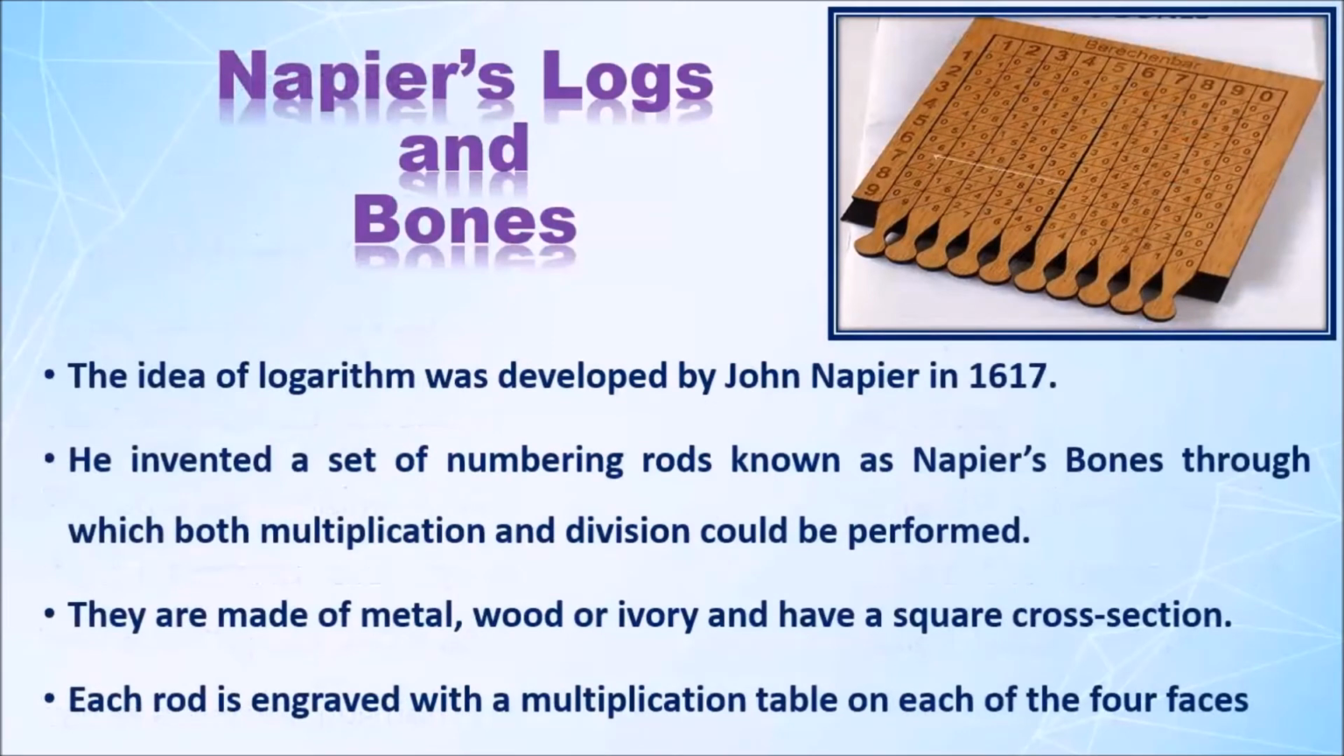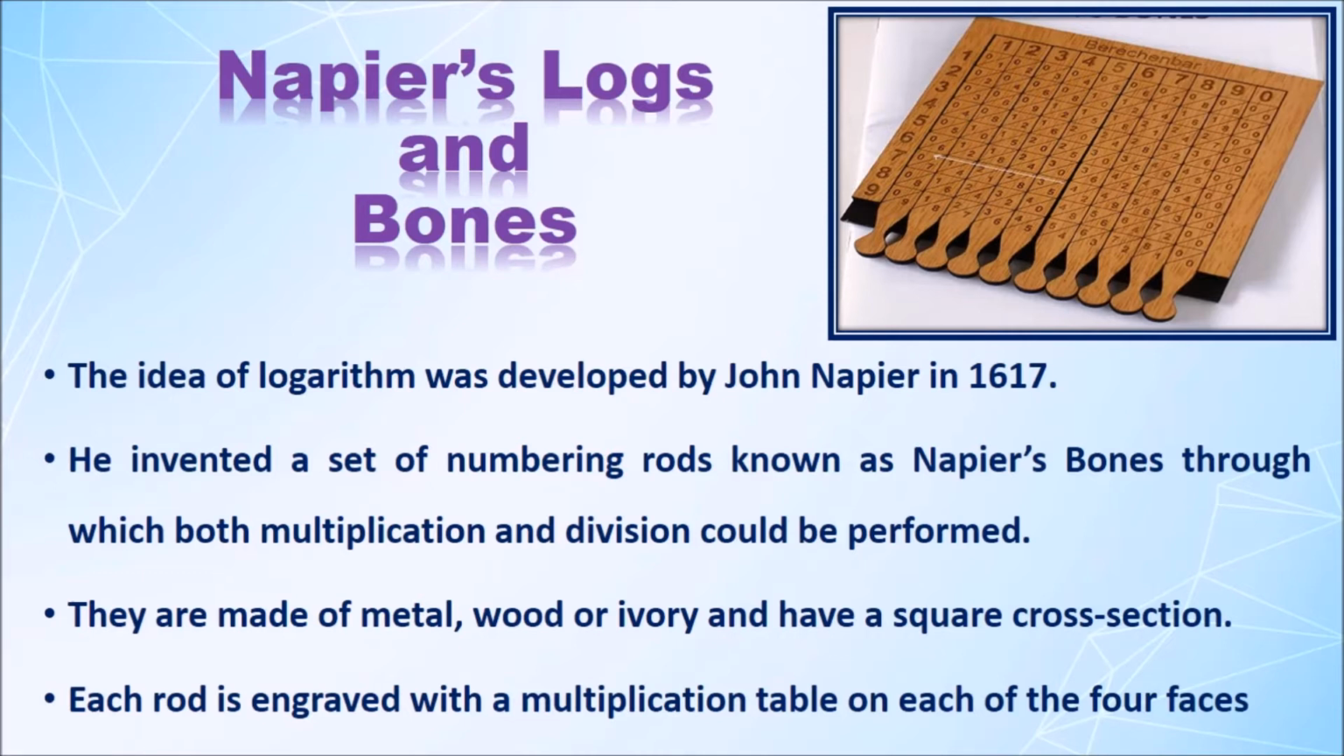Next is Napier logs and bones. The idea of logarithm was developed by John Napier in 1617. He invented a set of numbering rods which was known as Napier bones, and through this both multiplication and division could be performed, whereas with the help of abacus only addition and subtraction could be done.